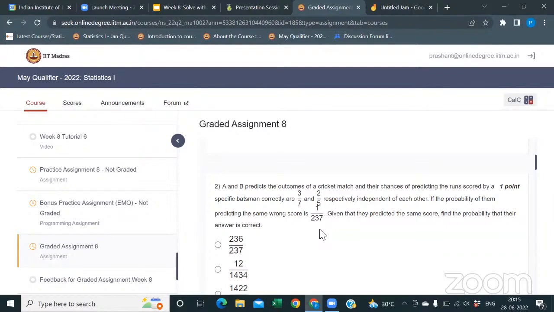Sir, I think there is some... Given that the same system, so it can be wrong as well as it can be.